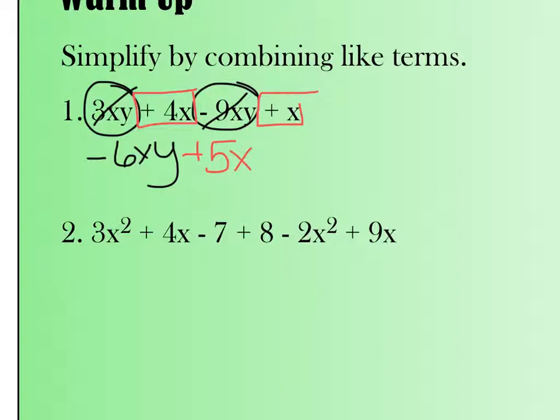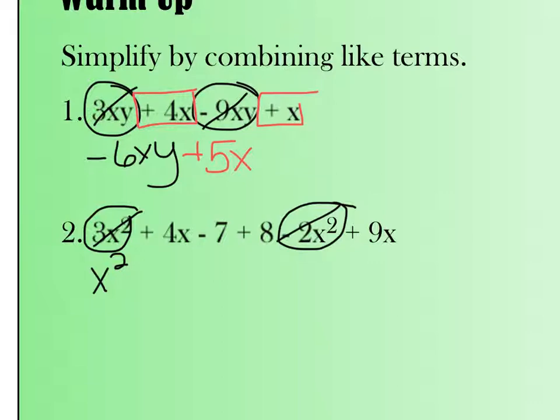Number 2, we have quite a few more terms, so we just need to start collecting our like ones. So I'll start with the first one with the highest exponent. So 3x squared. I look for any other x squareds down the line, and I run into another one here. Well, 3x squared and a negative 2x squared make 1x squared. We don't need that one, so just x squared. Again, I'm going to cross them out because I used them.